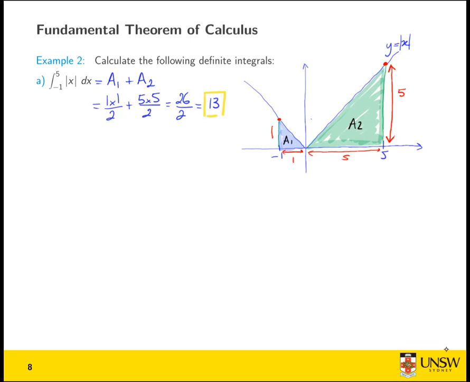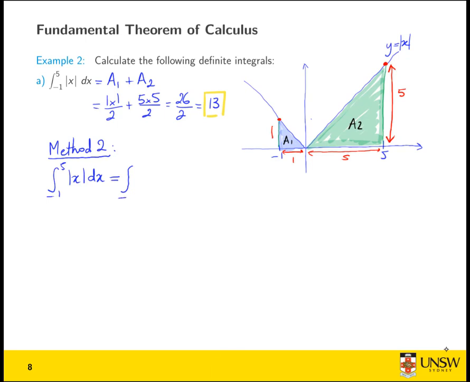Method 2 is doing this without drawing. It's probably not as efficient, but it will be a good review of the absolute value function. So of course, when we look at that integral, the problem is the absolute value. We want to get rid of it, and we know that the absolute value of a positive number is the number itself, and the absolute value of a negative number is the opposite of the number.